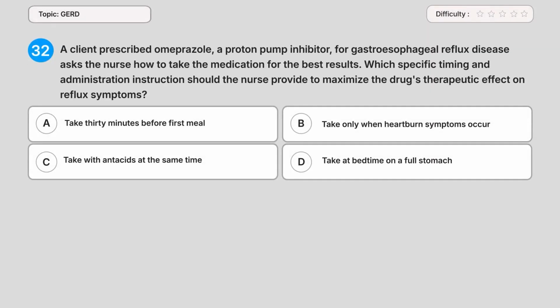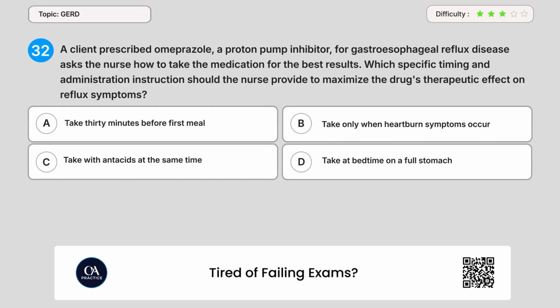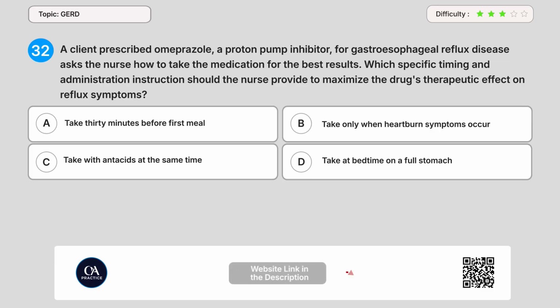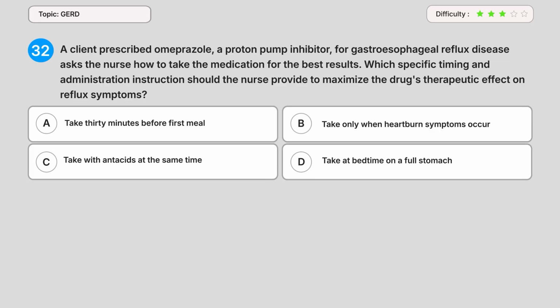32. A client prescribed omeprazole, a proton pump inhibitor, for gastroesophageal reflux disease, asks the nurse how to take the medication for the best results. Which specific timing and administration instruction should the nurse provide to maximize the drug's therapeutic effect on reflux symptoms? A. Take 30 minutes before first meal. B. Take only when heartburn symptoms occur. C. Take with antacids at the same time. D. Take at bedtime on a full stomach. Do you know the answer?